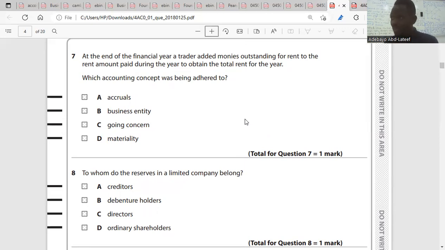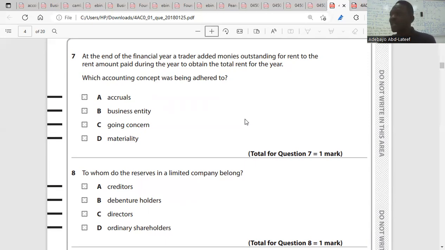Are you with me, please? I'm talking about B, business entity. I'm telling you the difference between each accounting concept. The first accounting concept is accrual. Can you get in there, please? Question 7. Do you see accrual there as A? I explain what accrual is. Accrual means you are matching the expenses with the income, the assets with the liabilities.